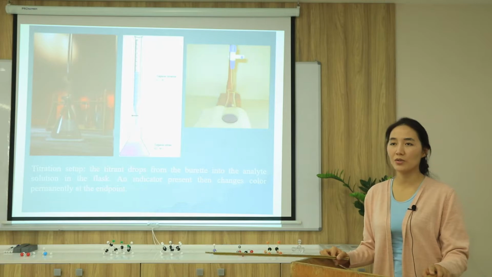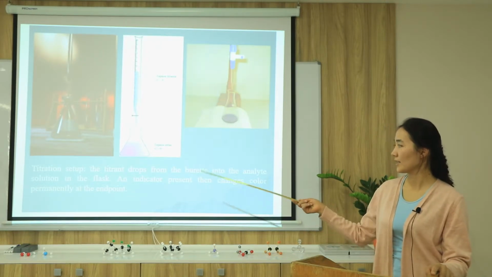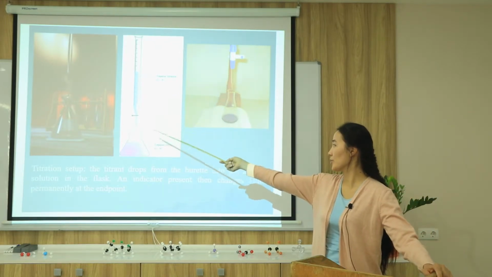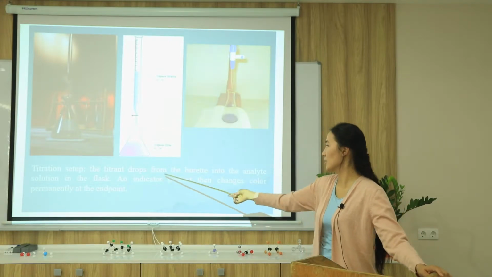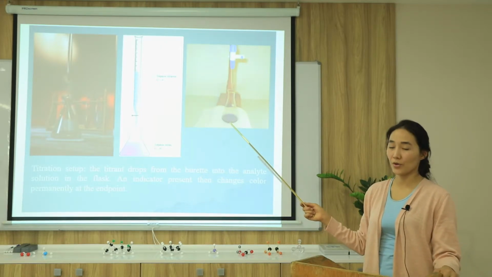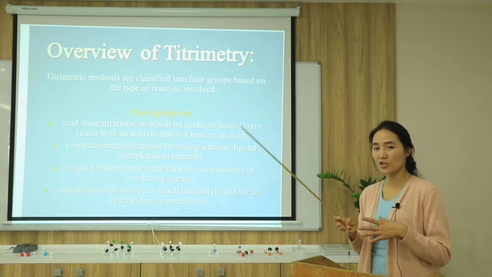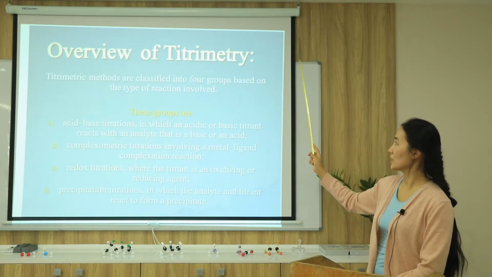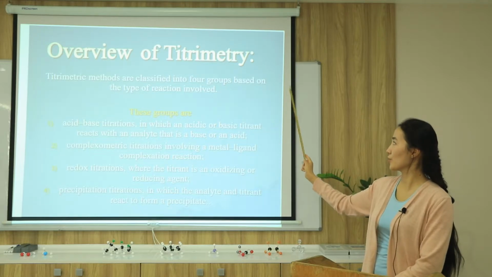Here we can use different types of indicators, and after that the titration setup will be the titrant drops. From here you can see the buret, and into the analyte solution in the flask, with the indicator present, it then changes color permanently at the end point. The end point is the point where the drops change the color of the flask's mixture.